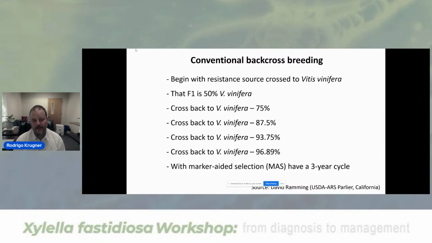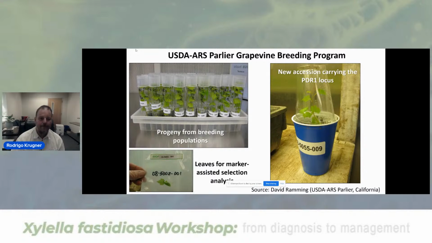So you cross that first time with the vinifera, then you end up with 50% vinifera on the first cross, then you keep crossing. With marker-assisted selection, so we do know the locus that confers resistance to Xylella fastidiosa. It's called PDR1, Pierce disease resistance locus 1. We don't know where the gene is exactly in there, so there's just a section of the genome there. So we can actually go through some of the plants and make the process much faster.